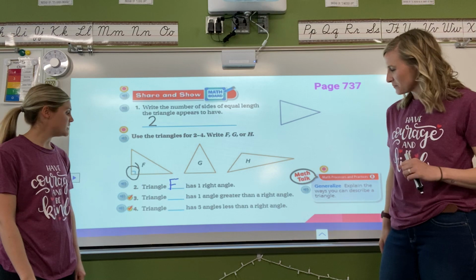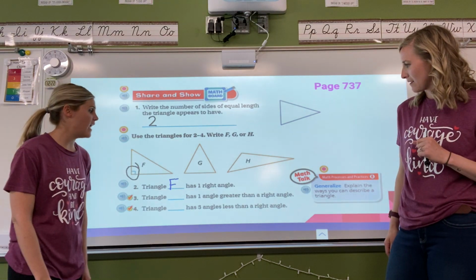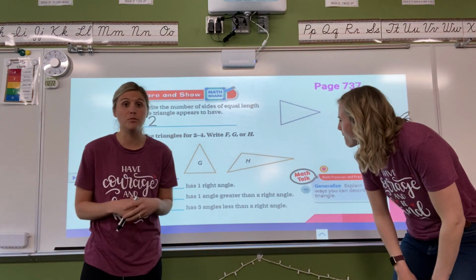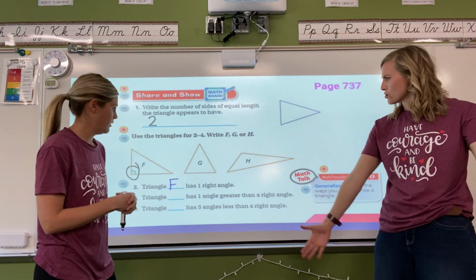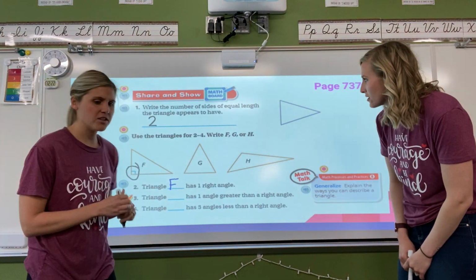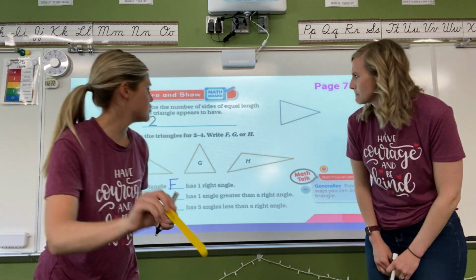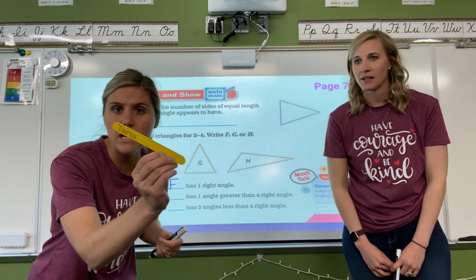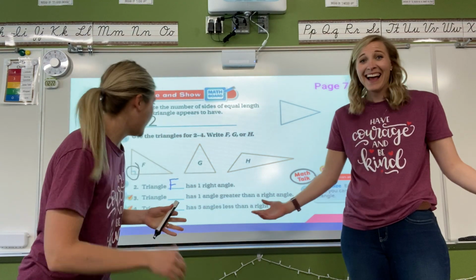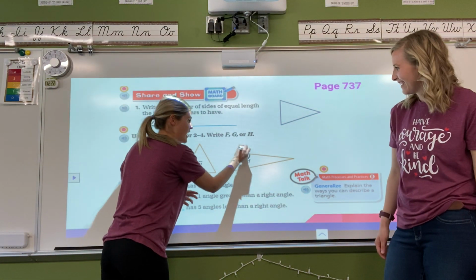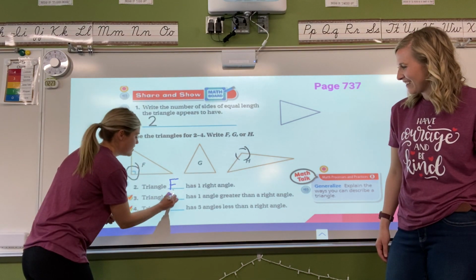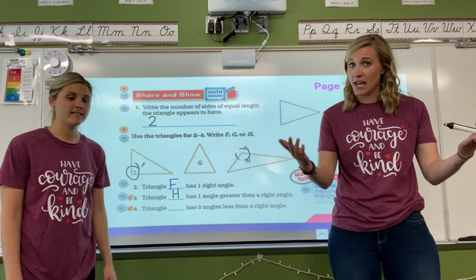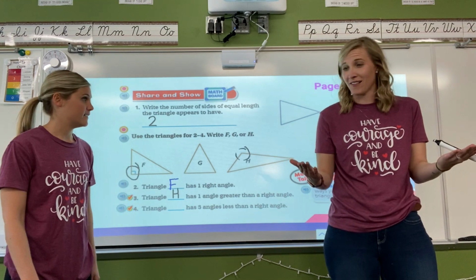All right, number 3 says triangle blank has one angle greater than a right angle. So I'm looking for a triangle that has an obtuse angle. Let's call on someone. Do you see a triangle that has an obtuse angle? What do you think, Tria? Yeah! Right here on H. H has an obtuse angle right there. Nice work.